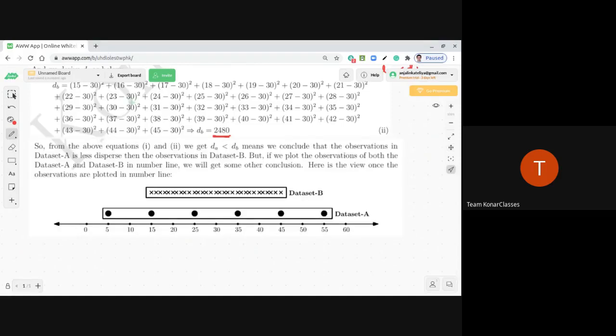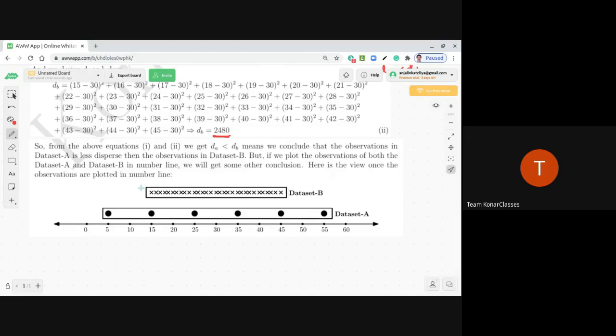So from the above equations 1 and 2, we see that dA is less than dB, which means we conclude that the observations in dataset A are less dispersed than the observations in dataset B. But if we plot the observations of both dataset A and dataset B on a number line, we will get some other conclusion. Here is the view once the observations are plotted on the number line.